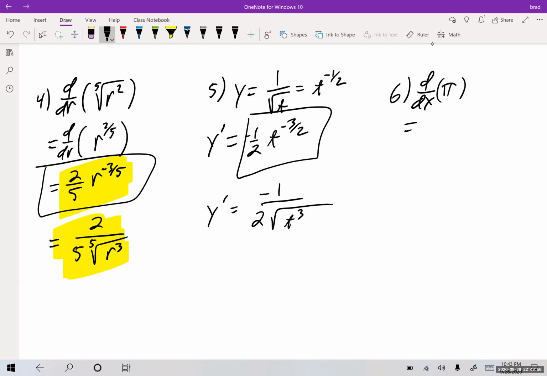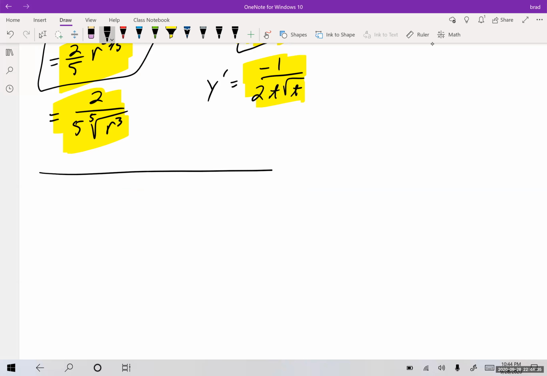Okay, now what's the derivative of pi? Well, pi is a constant, right? It's approximately 3.14 today, tomorrow, the next day, last week. It's always the same. When you talk about pi, we're always talking about the same thing. So it's a constant, so the derivative is 0. We don't even have to do any work. Okay, so hopefully you guys are okay with that.